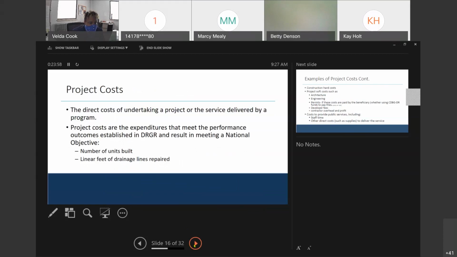So we'll delve a little deeper into project costs here. It, of course, is the direct cost of undertaking a project or service that delivers the accomplishments of what you're setting out to do. These projects could result in accomplishments of number of units built if you're doing some sort of housing project, or usually with infrastructure, the main accomplishment is being able to report the linear feet of improvements for drainage lines repaired, street improvements, etc.